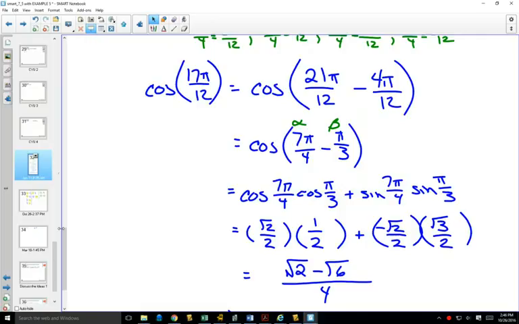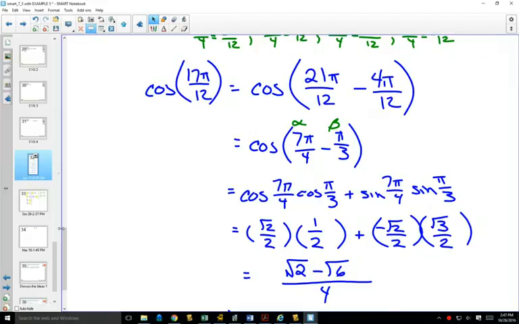So what you're going to notice for your pi over 12, for sine and for cosine, is that once you've simplified it, you will always get a root 2 and a root 6 on the top. What's going to change is sometimes one of them is going to be negative, sometimes both of them are going to be negative, and we've seen that sometimes both of them can be positive. And you will always be dividing by 4. So it's a way to sort of recognize if you've done the pi over 12 correctly, if you have sine or cos.